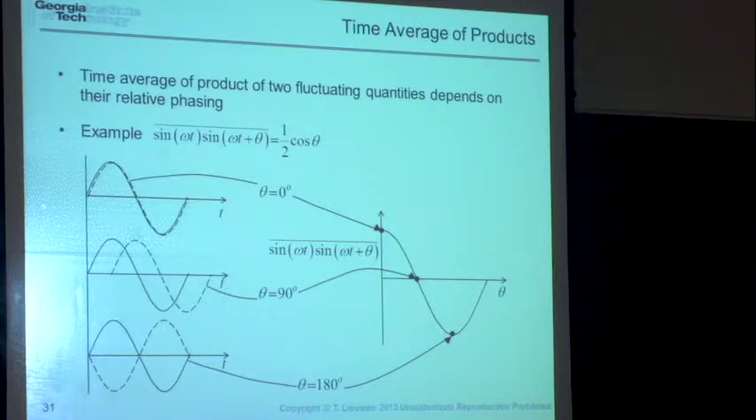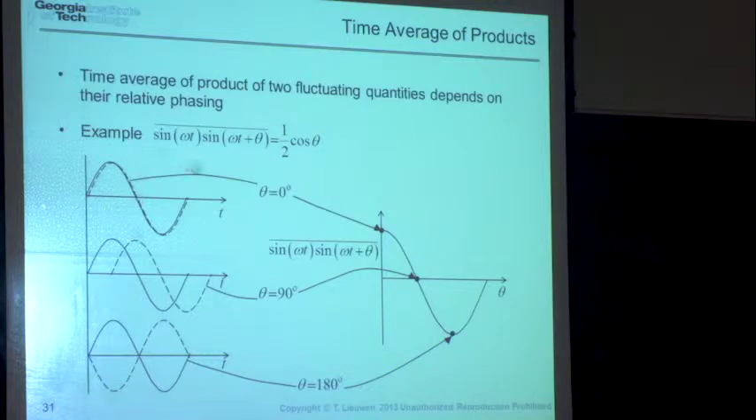Well, what does that mean? That means that if theta is 0, the time average of sine omega t times sine omega t is a half. And it kind of makes sense. So in other words, that would be this right here. So this would be one term, and the other term I've drawn slightly offset to illustrate the idea. But when the one term is positive, the other term is positive. When this term is negative, that will be negative. So the product of the two will just be a rectified sine wave.